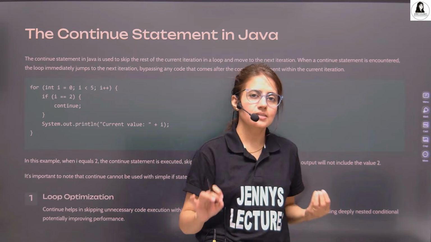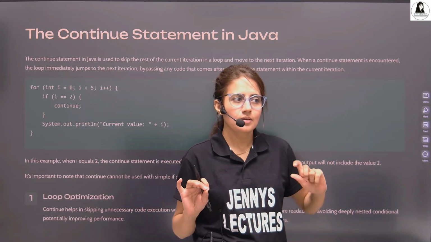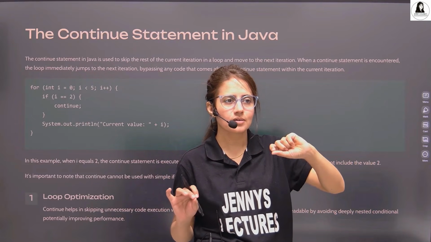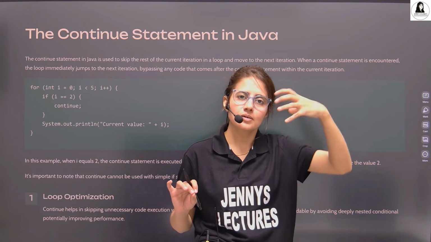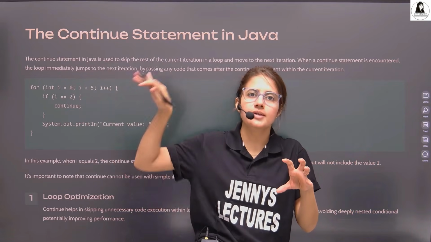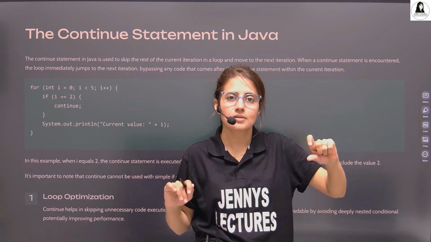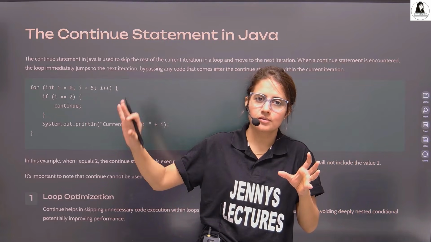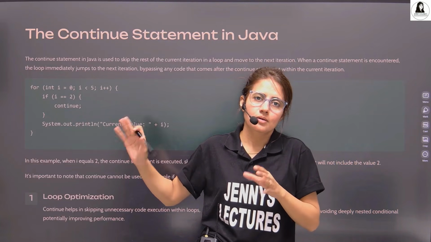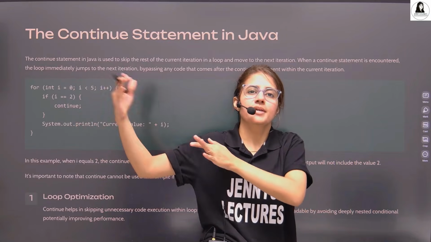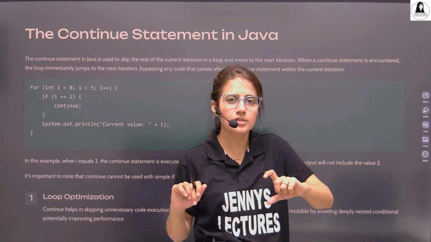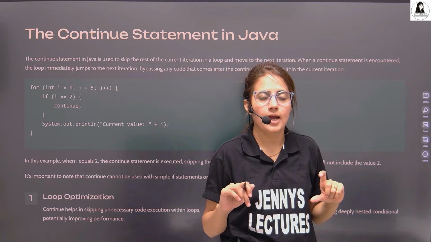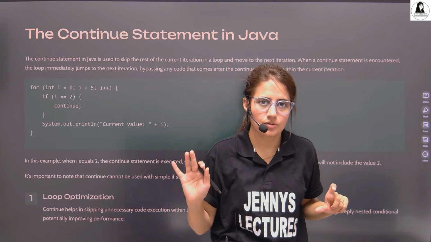Fine. So the next is the continue statement. The name suggests continue. It will just bypass the current iteration and continue with the next iteration. Break means it is going to exit from the enclosing loop, so the loop would not be iterated for further iterations. But continue means it will only skip the current iteration and it will continue with the next iteration.